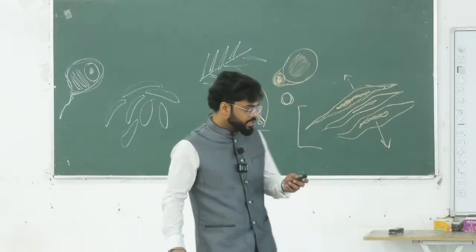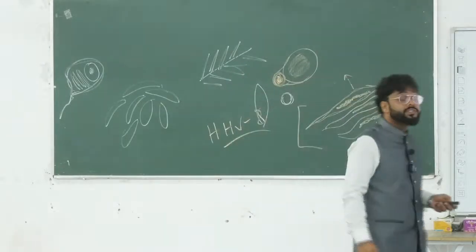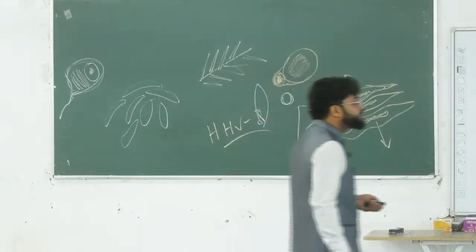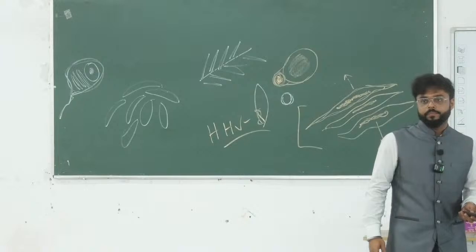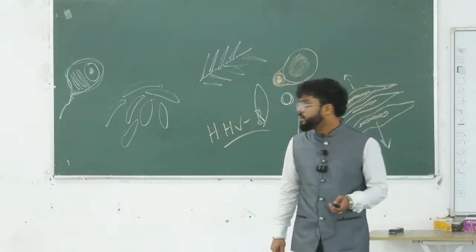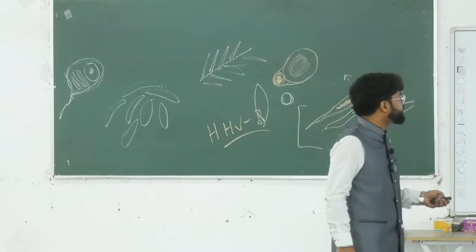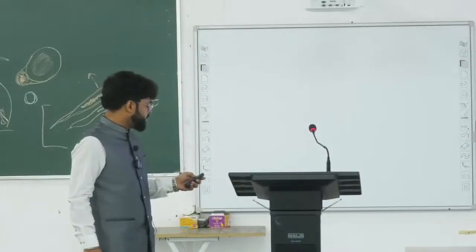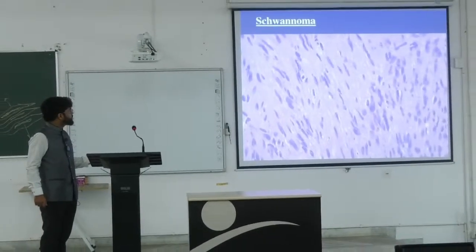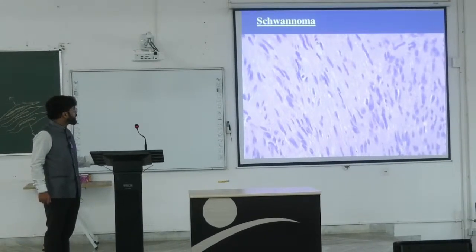This arrangement is known as Antoni A arrangement, that is a hypercellular area. But adjacent to the hypercellular area, there might be some myxoid background with a hypocellular region, and that is known as Antoni B pattern. When I do immunohistochemistry for schwannoma, it is usually positive for S100. See, the cells are wavy with tapering ends and wavy nuclei, and this is the Antoni A pattern where the nuclei are parallel to each other.